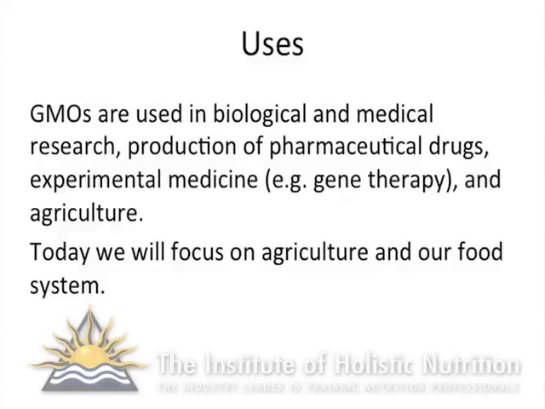That we have figured this out in science. Unfortunately, the uses are now becoming very questionable, and they haven't been in the world long enough to really know the long-term consequences. And so the uses are in biological and medical research, production of pharmaceutical drugs, experimental medicines and gene therapy, and agriculture. And so today we're going to focus on GMOs in our food system, okay?